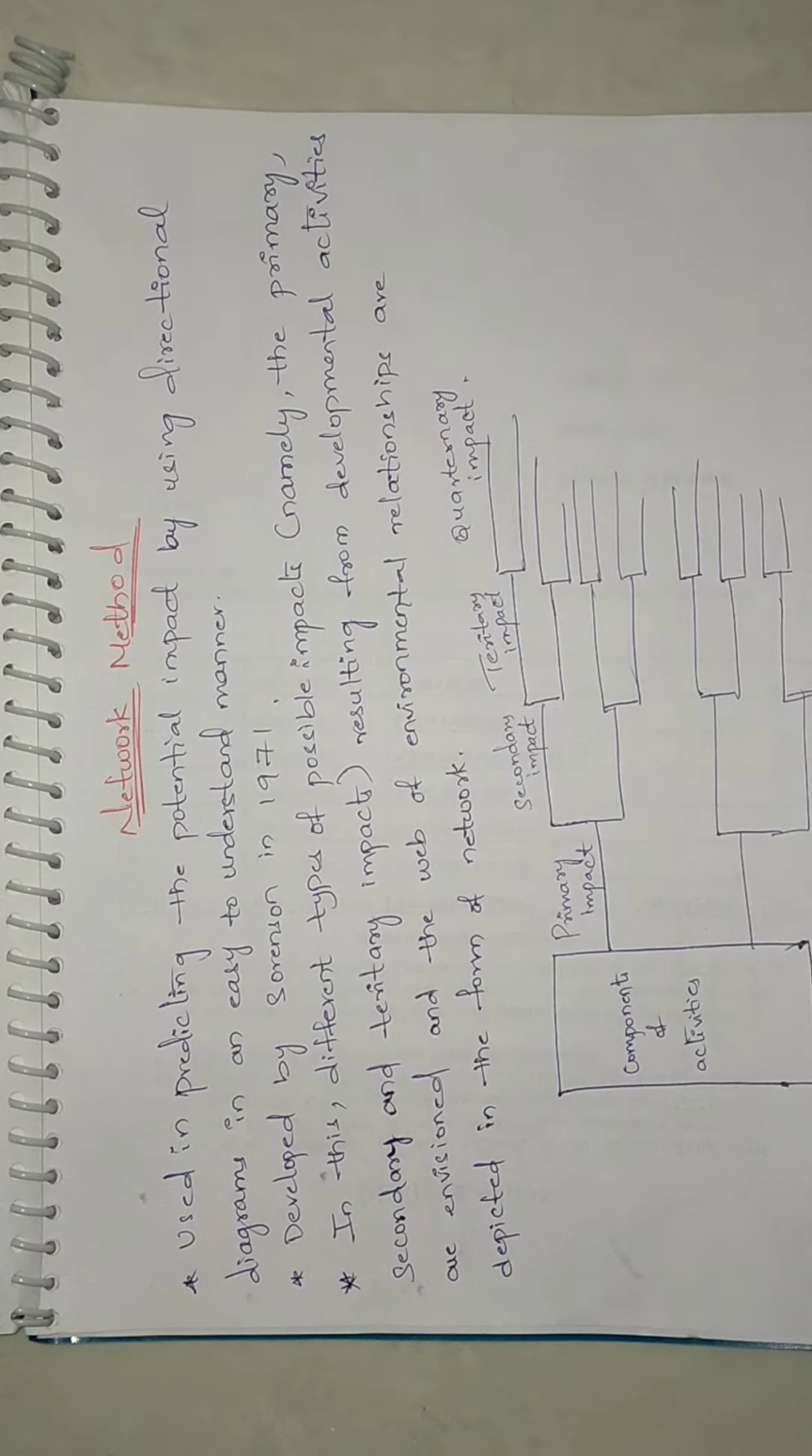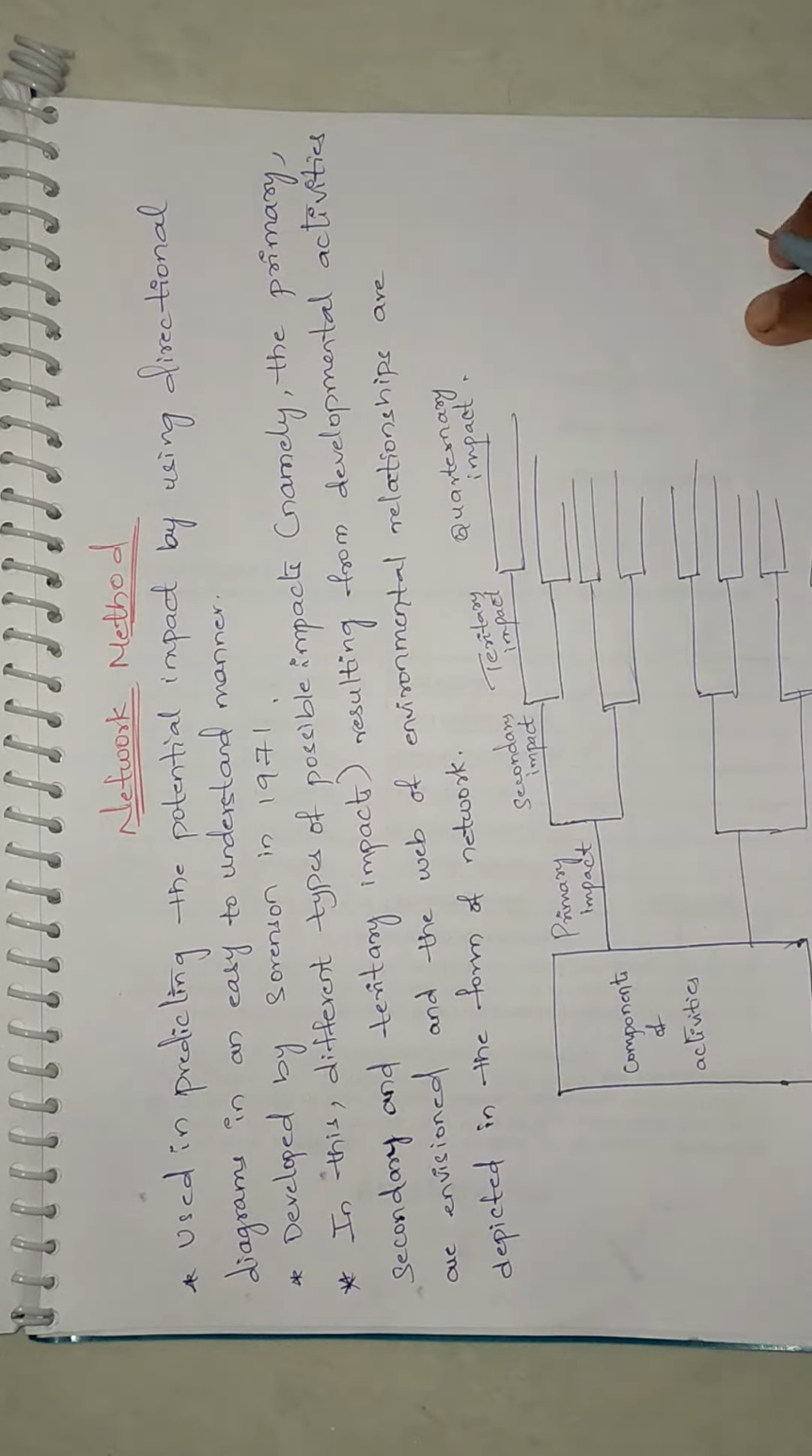Hello everyone, in today's video we are going to talk about the network method. This is also one of the methods in the EIA methodologies. The aim is the same: they collect data about the positive and negative impacts of particular project activities, and then they find whether the project activity is causing a severe impact, and if yes, they find an alternate solution.